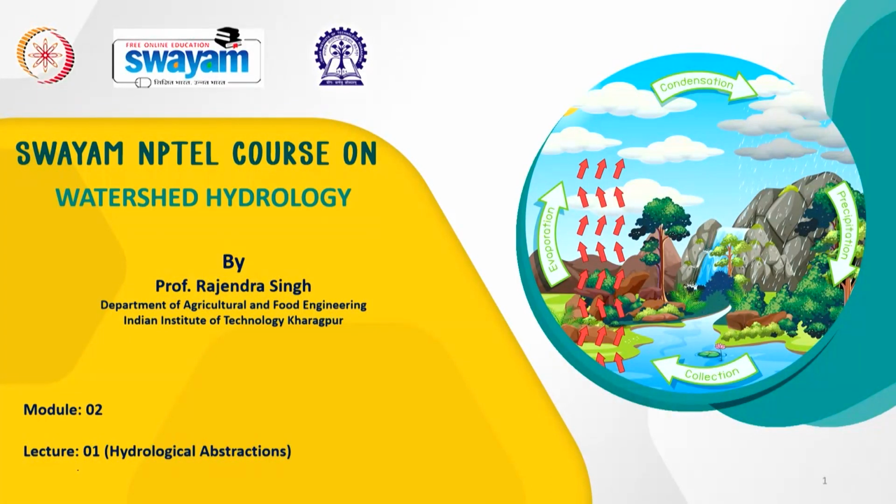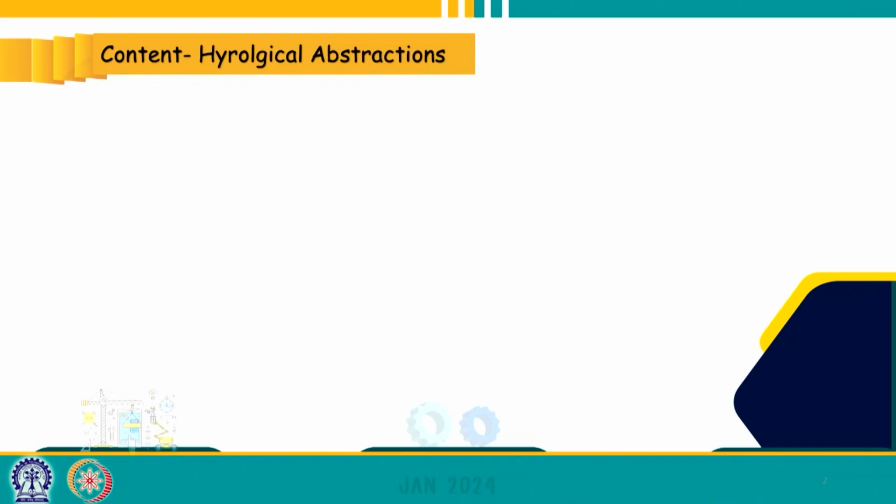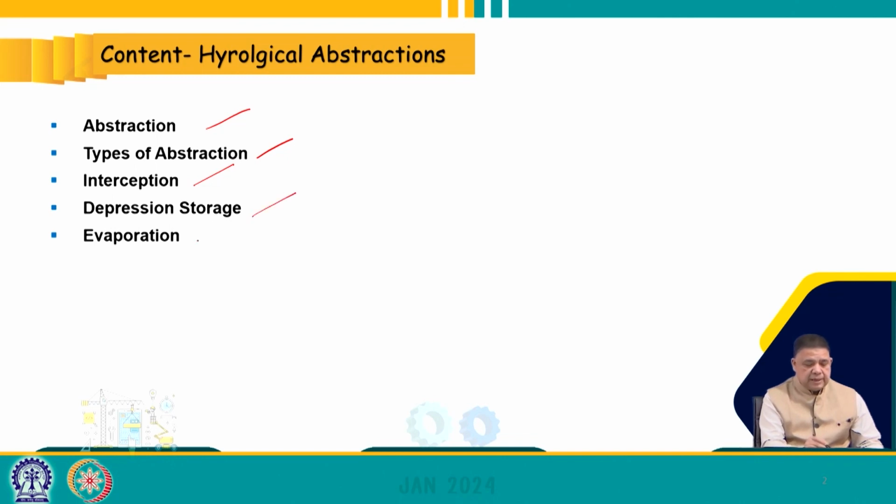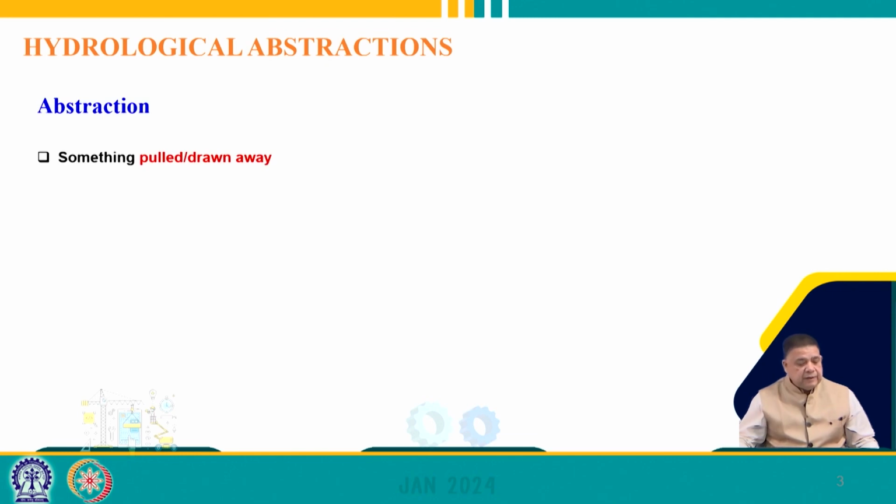This is lecture 1 of module 2 and the topic is hydrological abstraction. In this lecture, we will cover abstraction, we will define abstraction, we will talk about types of abstraction, we will then discuss interception, depression storage and evaporation. Let us start with defining abstraction.